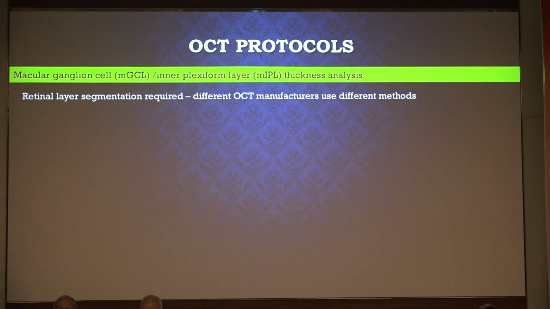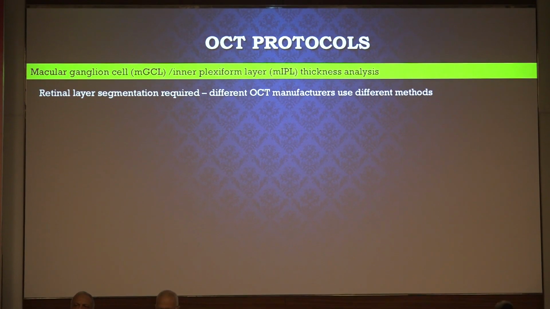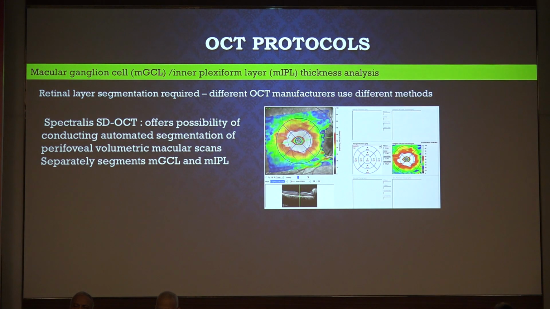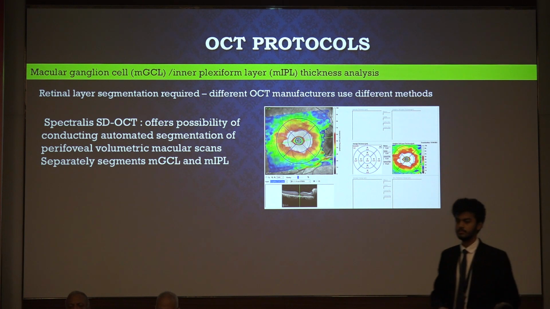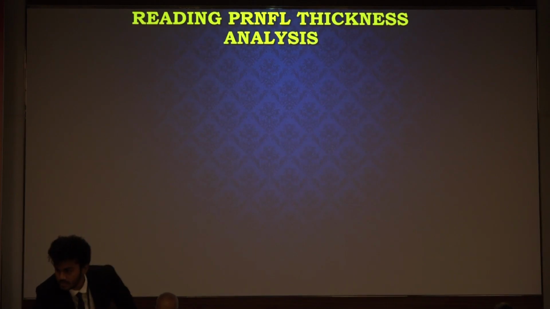Coming to the ganglion cell layer and inner plexiform layer thickness analysis, this can be done by a machine which has this feature, that is retinal layer segmentation. So in Spectralis, we can get the ganglion cell and inner plexiform layer thickness separately, whereas in case of Cirrus, it's given as a combined value. And in case of Cirrus, this calculation is done around an ellipse that captures the averages here. In case of Spectralis, it's a circle around 2 millimeter in radius. Now, how do we read these?